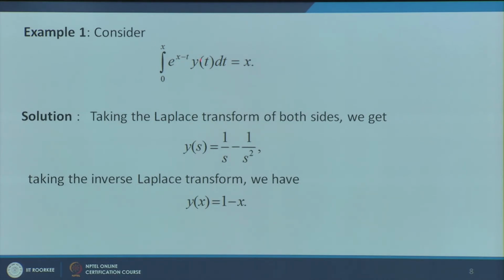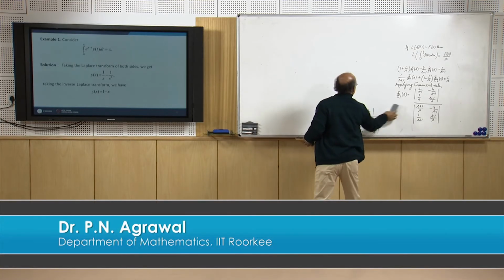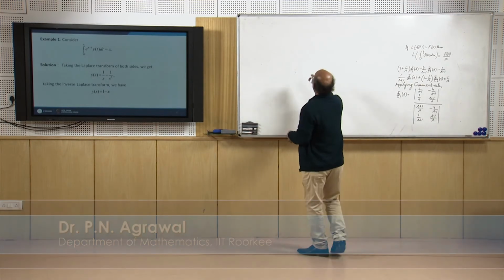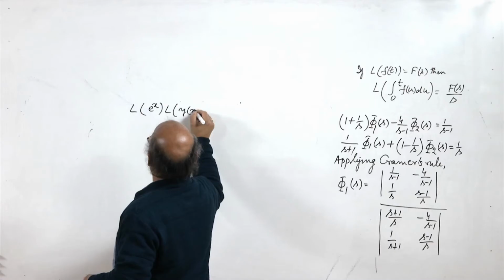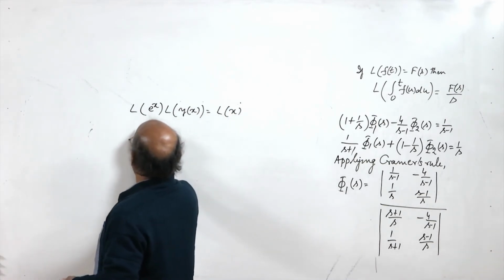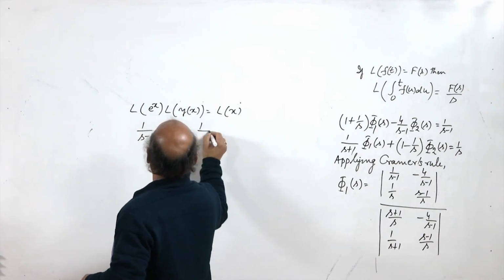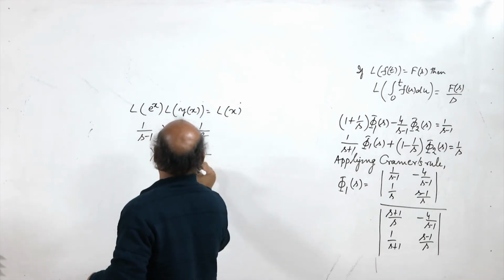So, the Laplace transform of this convolution, by the convolution theorem, will be the Laplace transform of e to the power x into the Laplace transform of y(x), equal to the Laplace transform of x. So, this gives you 1 over s minus 1 into y bar(s) equal to 1 over s square, or we can say y bar(s) equal to s minus 1 over s square.